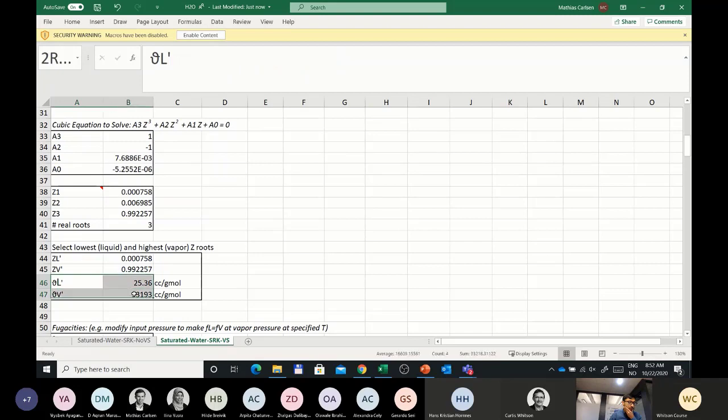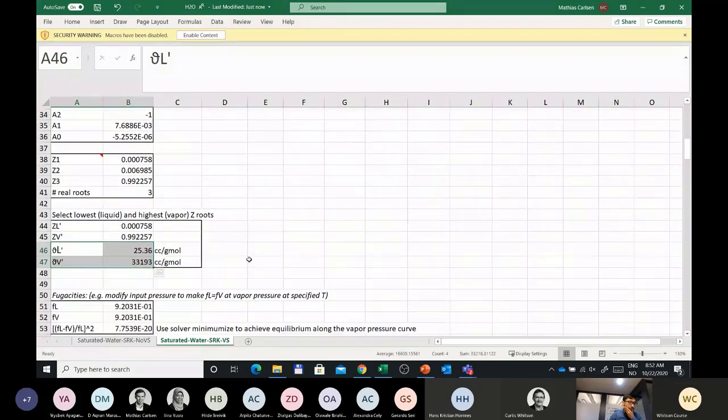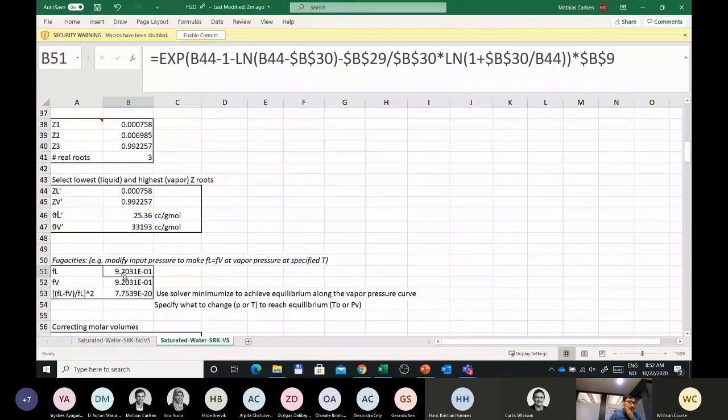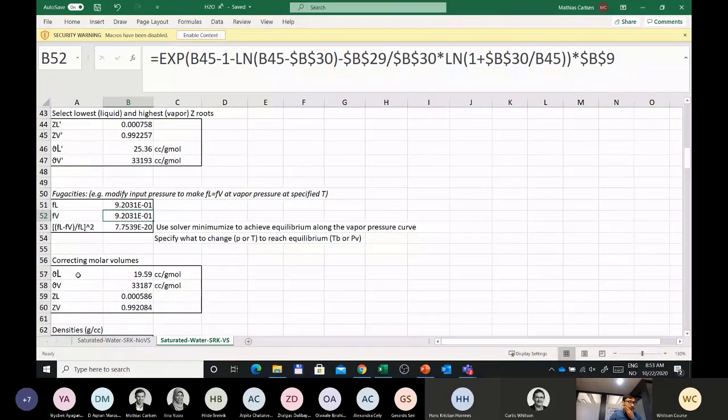And now these have to be corrected with the volume shift. And these are just the fugacities calculated from these old rules, and that's what the method is proposing, that you can do the vapor pressure calculation with these rules, and that should not be affected when you change or calculate the new volume shifts.